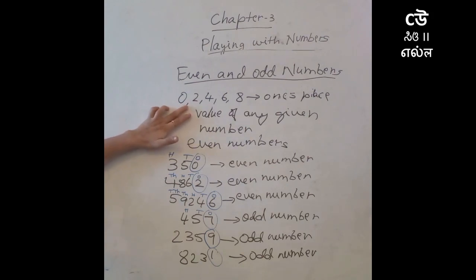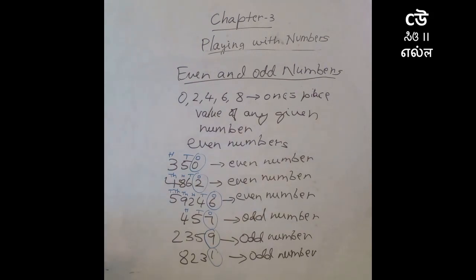If you have ones place value 0, 2, 4, 6, 8, you can tell it as an even number. Other than these numbers, you can tell it as an odd number.